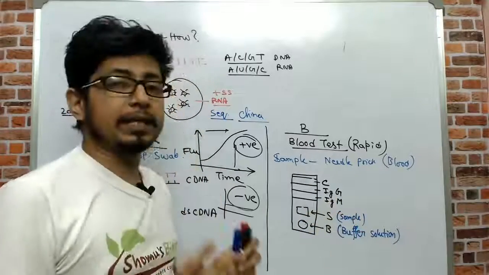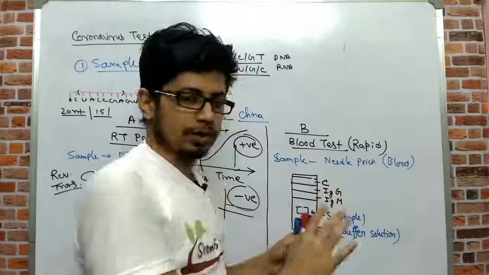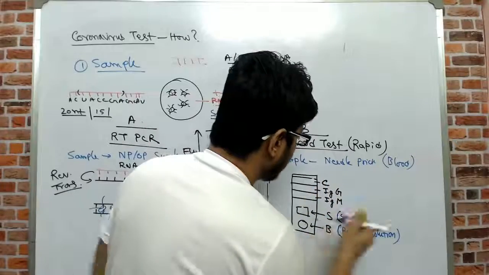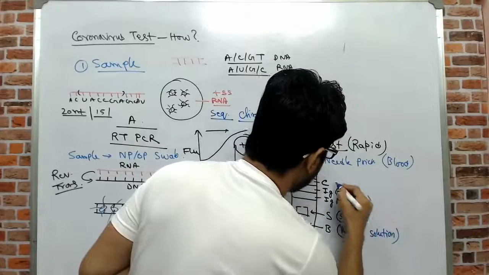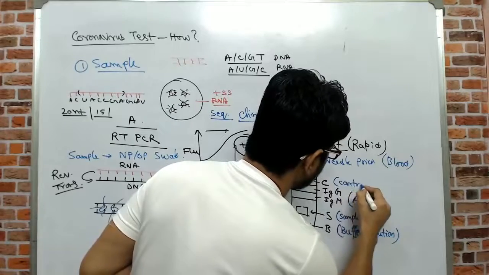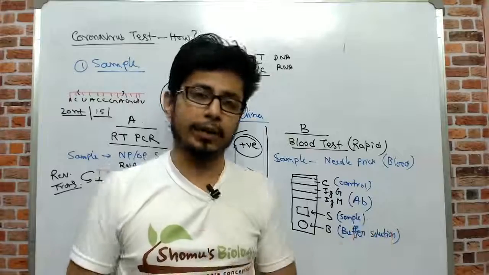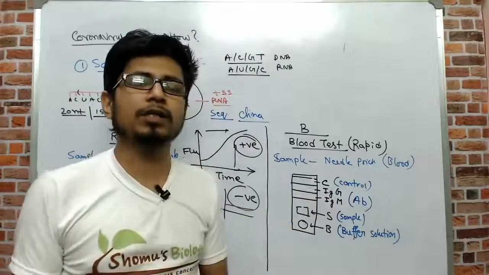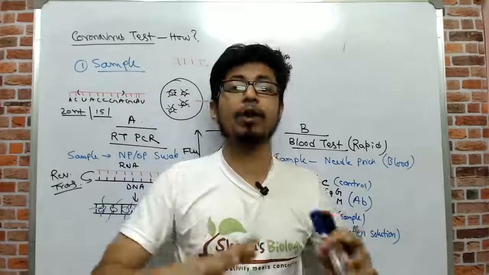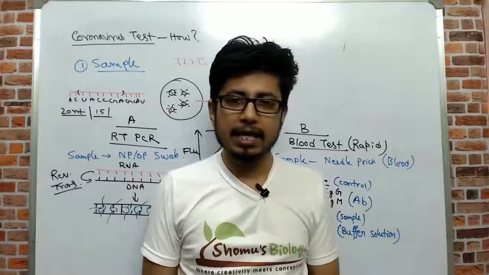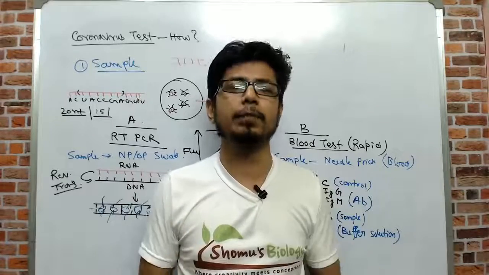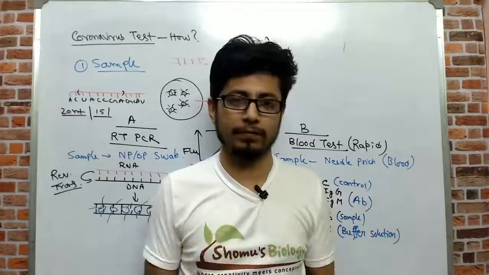Now let me tell you one more thing: this C is a control. C means control. Let me write it here. These are antibodies and C is control. Now, on what principle does this test work? This blood test works on the idea that you have already been infected with the virus and your body is already producing antibodies against the virus to protect yourself.